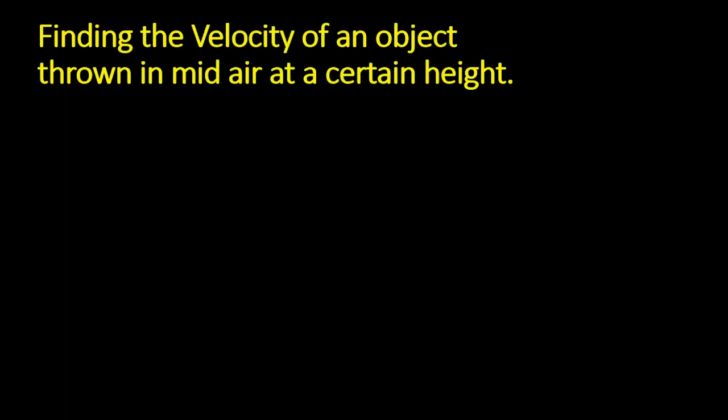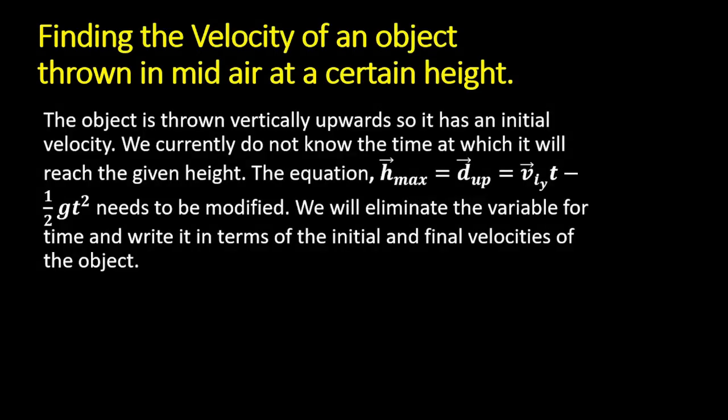Finding the velocity of an object thrown in mid-air when it is at a certain height. The object is thrown vertically upwards, so it has an initial velocity. We currently do not know the time at which it will reach the given height. The equation, maximum height reached by an object is equal to d up, is equal to v sub i along the y-axis times time t minus 1/2 g t squared, needs to be modified.